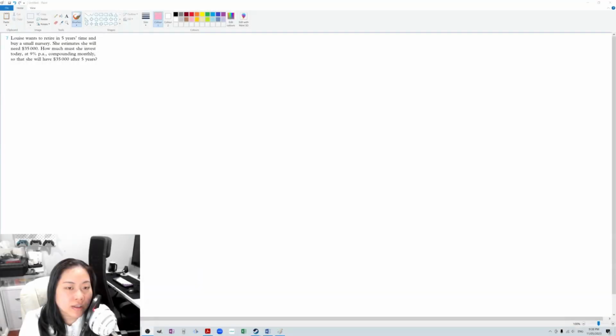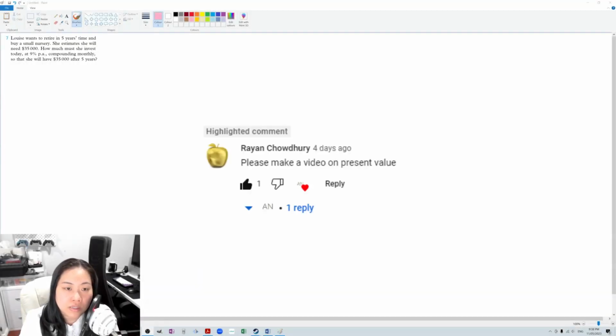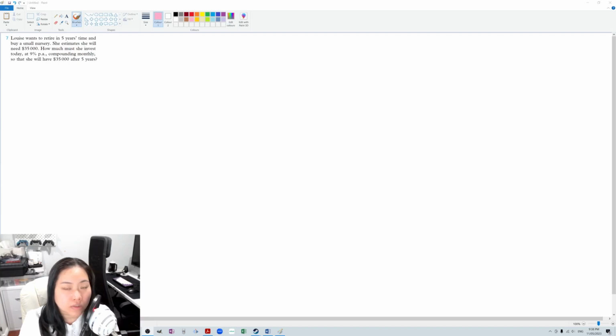Today we're going to try and help a student who's asked for help with present value. Now there weren't any details given to me, so today I'm just going to do as many different types of questions to do with present value as I can, and hopefully one of those lands. So just to start off with, what is present value?